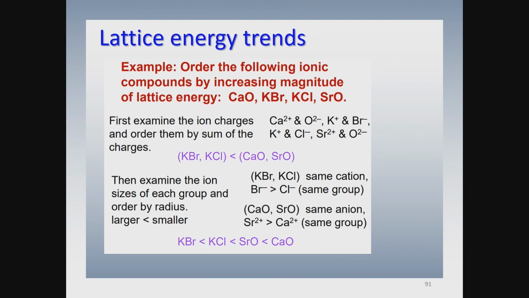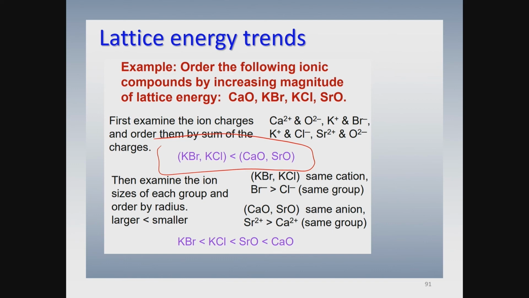One thing you can immediately do is, we know from the previous example that when ions have more magnitude of charge and bind together, they release a lot more energy. So we can put the ones with the larger sums, calcium oxide and strontium oxide, and know immediately that they will definitely have greater lattice energies than the other 2 salts, potassium bromide and potassium chloride. So we understand that the ions with the greater magnitude of charge will have the greater lattice energy.